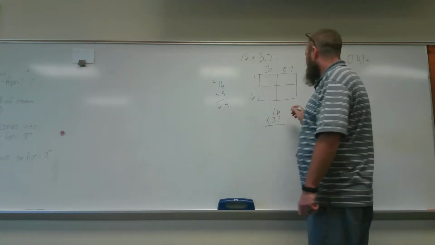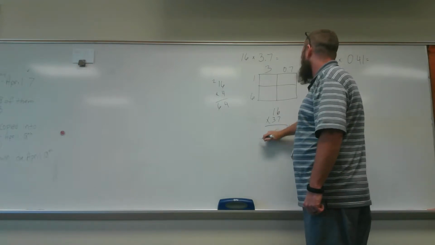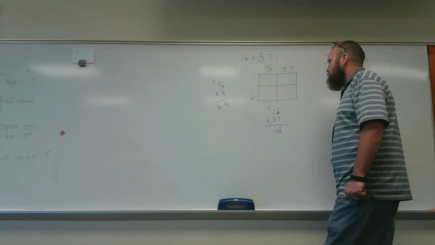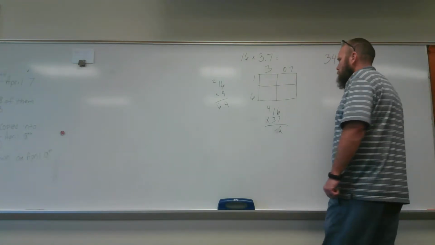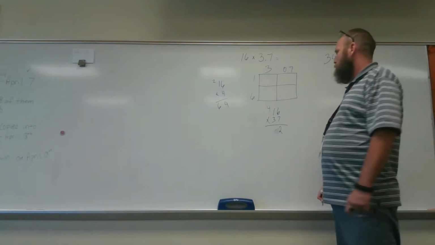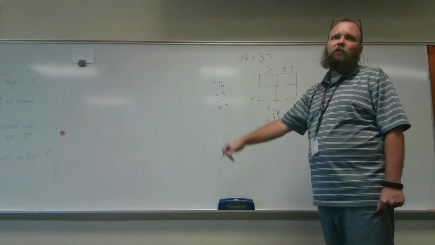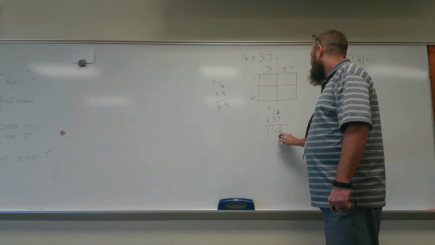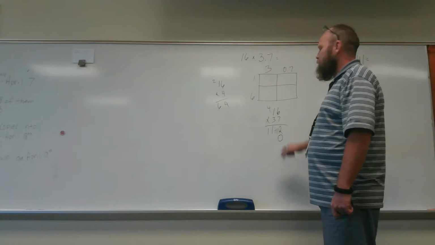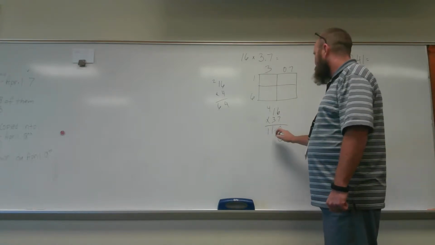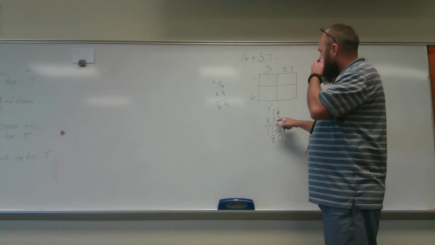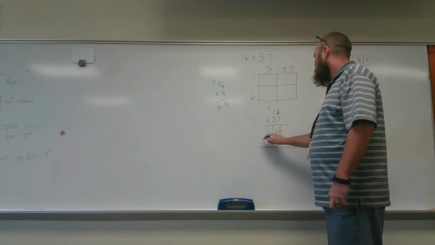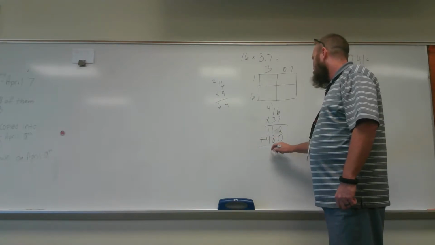7 times 6 is 42. 7 times 1? 7, 1 plus 4. 14. 7 times 1 is 7. 7 plus 4 is? 11. Okay, just put a 0. Now I'm going to my tens place. 6 times 3 is? 18. Oh, I did it wrong. Carry the 1. 3 times 1 is? Plus 1 is? Oh, we have 2, 9.